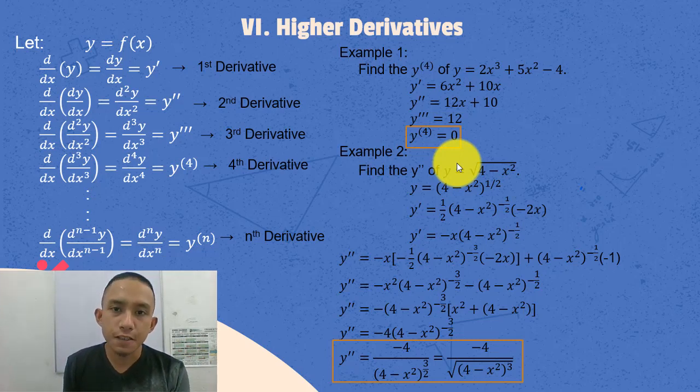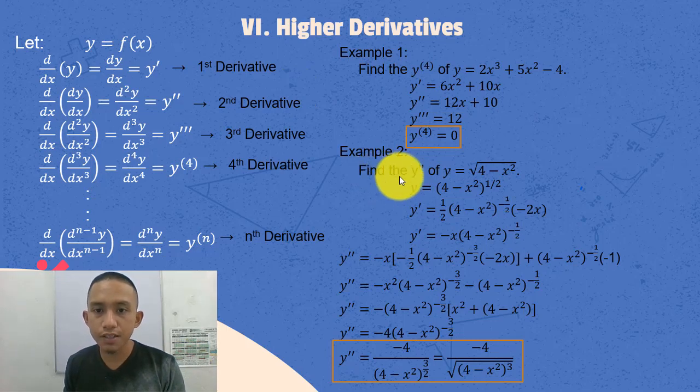Okay, so that is example number 1. Let's have one more. Find the y double prime, or the second derivative with respect to x, of this equation.